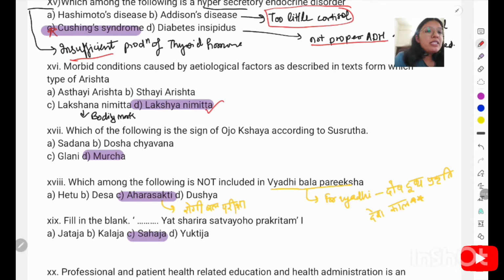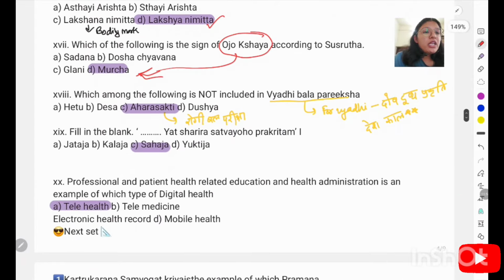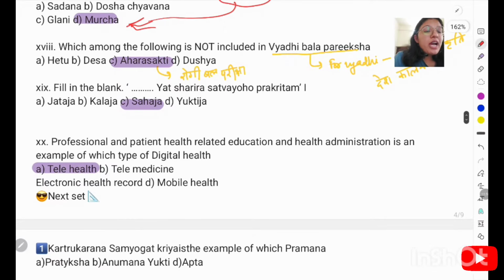Which of the following is a sign of ojakshaya? So ojakshaya leads to murchana. Then which among the following is not included in Vyadhi Bala Pariksha? Vyadhi Bala Pariksha is where we are measuring the Vyadhi. So we have Hetu, Desha, Kala, Dushya. But Ahara Shakti is basically for the patient. So it is a Rogi Bala Pariksha. Right answer will be the option C.